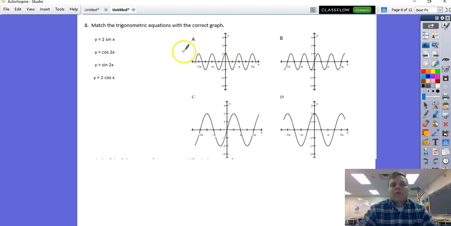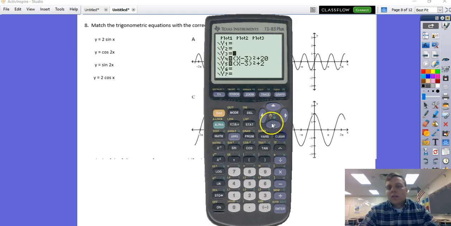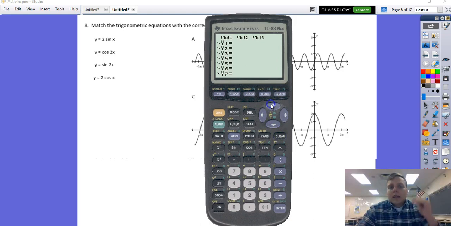Problem 8. Match the trigonometric equation with the correct graph. Okay, so let's let the calculator do all this hard work for us. Let's go to the calculator, go to y equals, and clear out all the junk in here that you don't want. I don't want plot 1. Alright, I'm just going to type in 2 sine x, and then I'm going to show you how to adjust your window. So 2 sine x, we're going to hit graph.